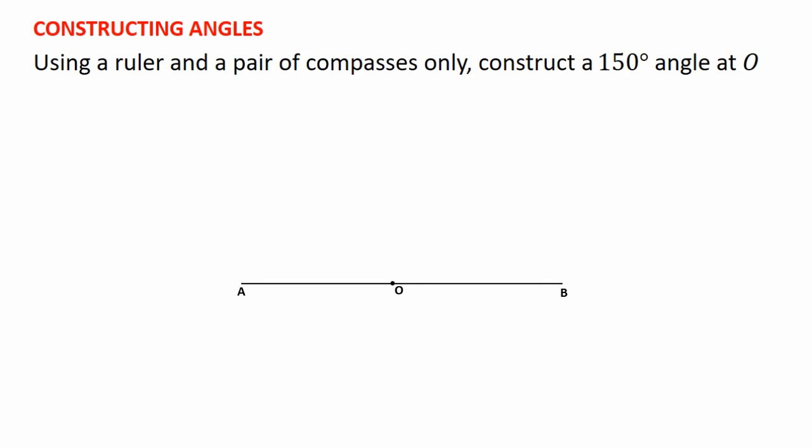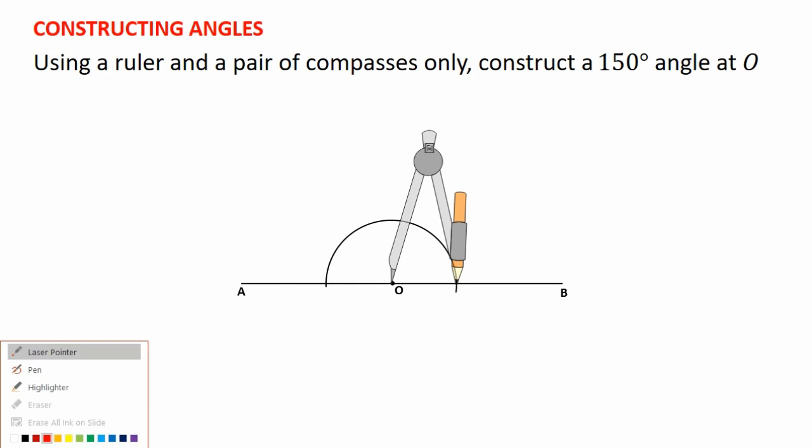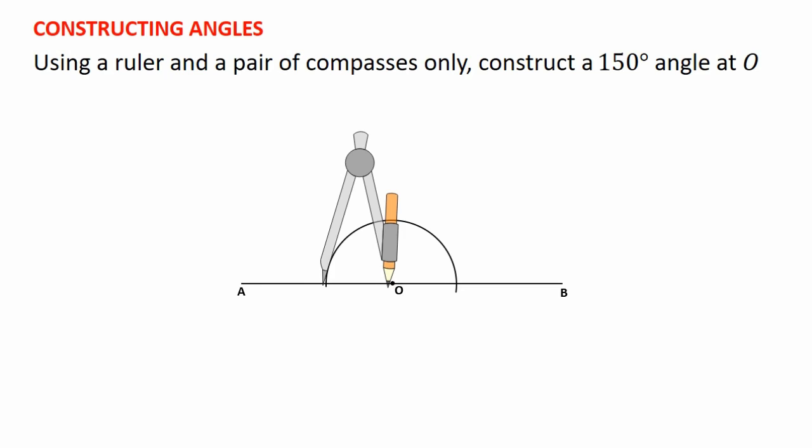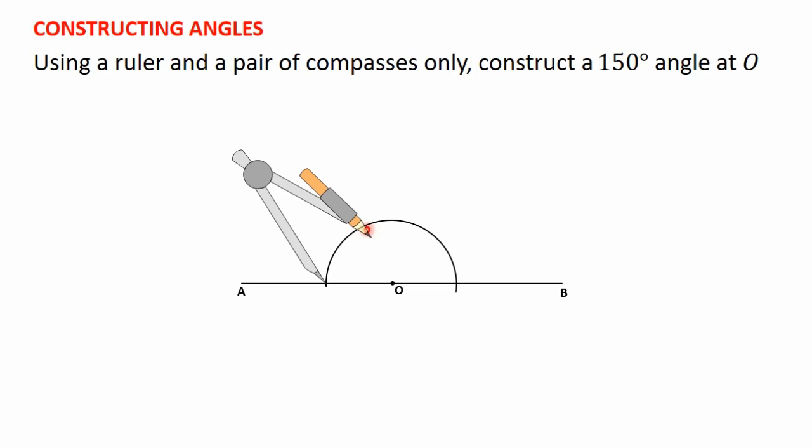So to do that, we will take the compass and put the needle of the compass on point O. We open the compass to a reasonable radius, turn it, and construct a semicircle on the line AB using O as the center. So we have constructed the semicircle on the line AB using O as the center. Now, after this, we want a 120 degrees angle. So we will move the needle of the compass from point O to this point. Then we will turn the compass and construct an arc to intersect the semicircle.